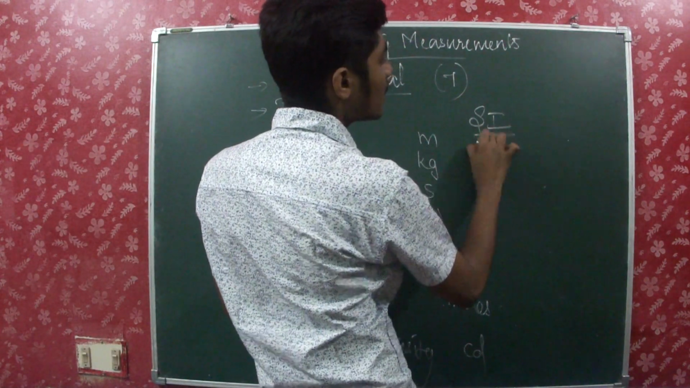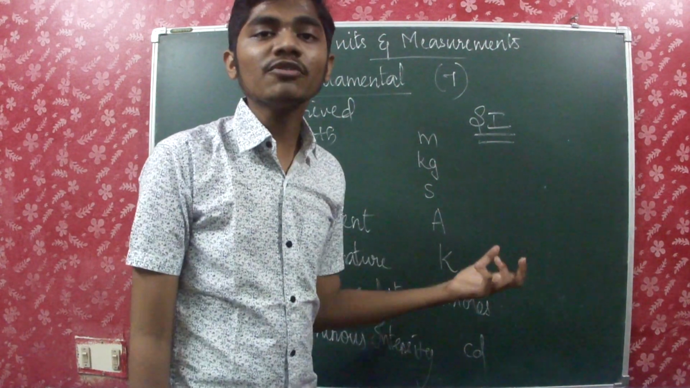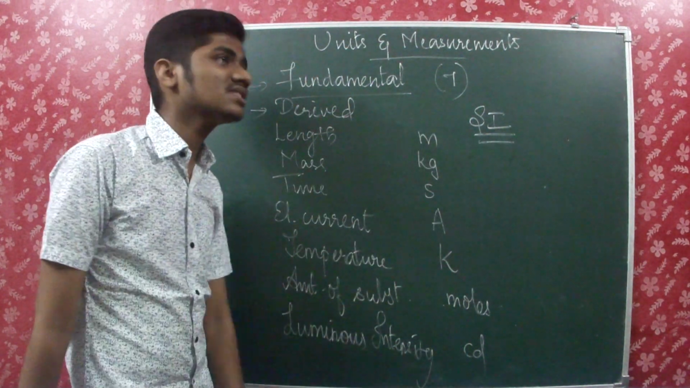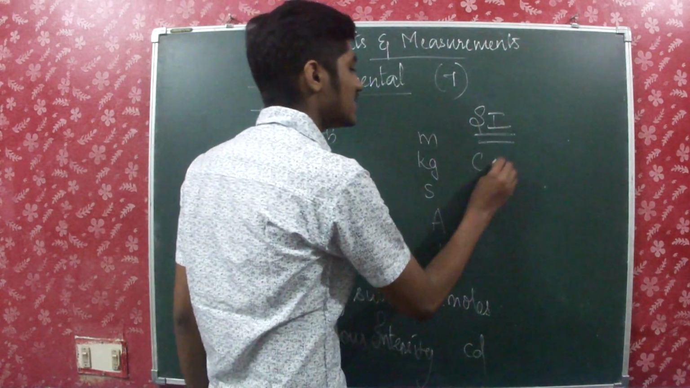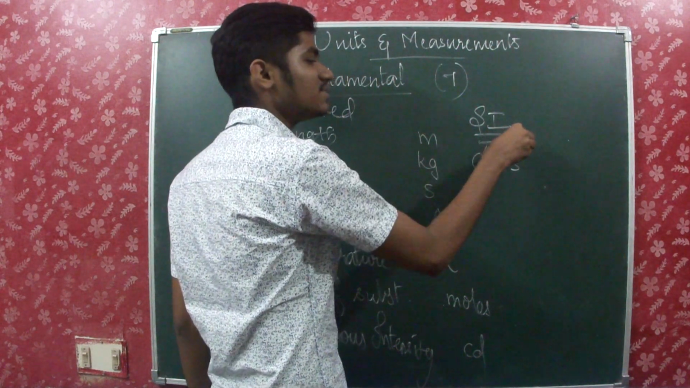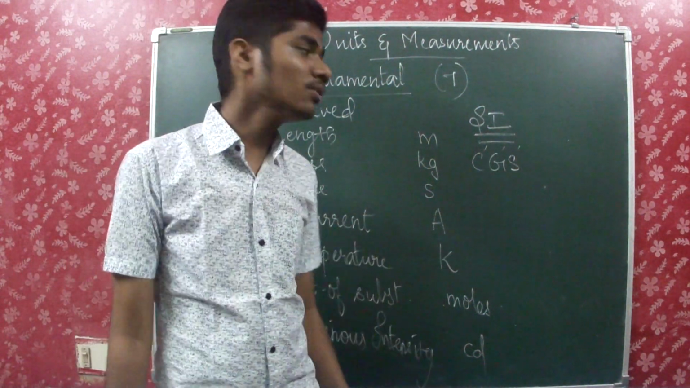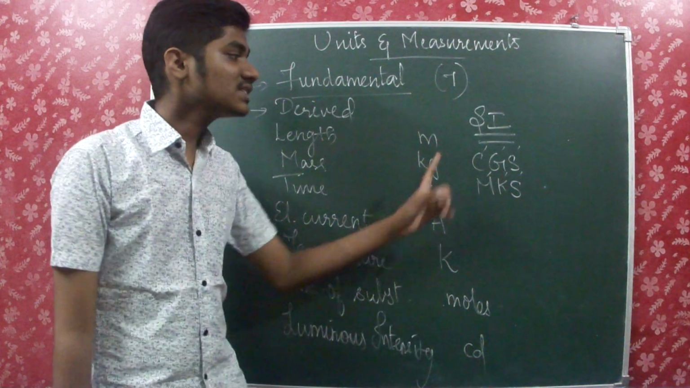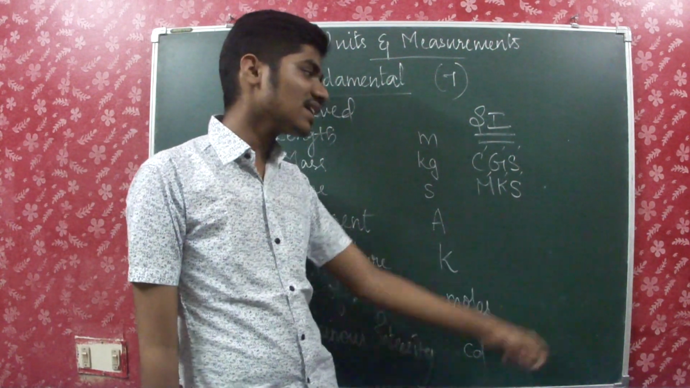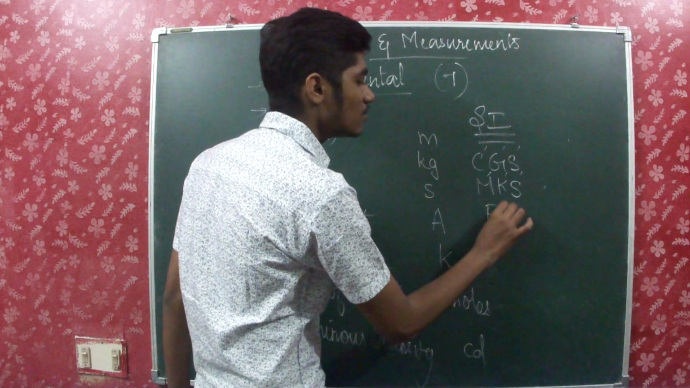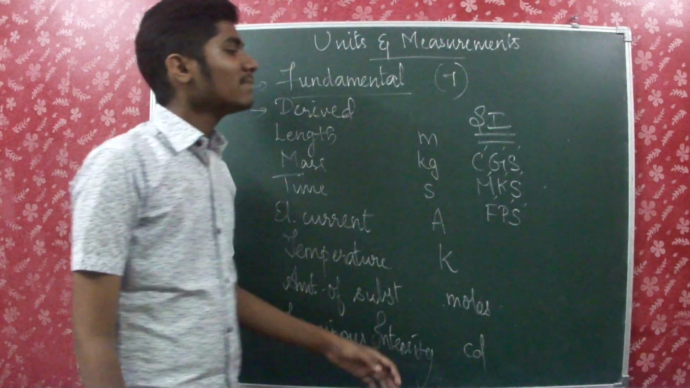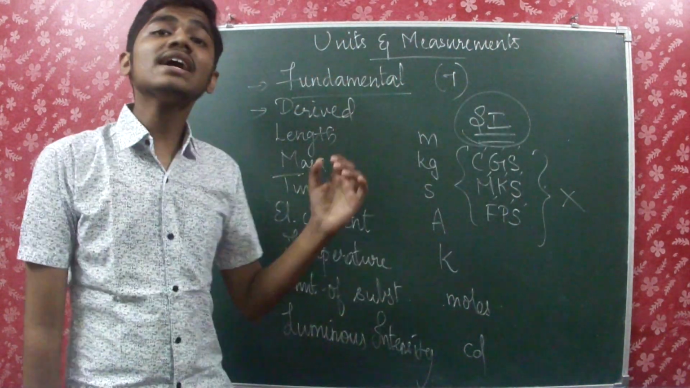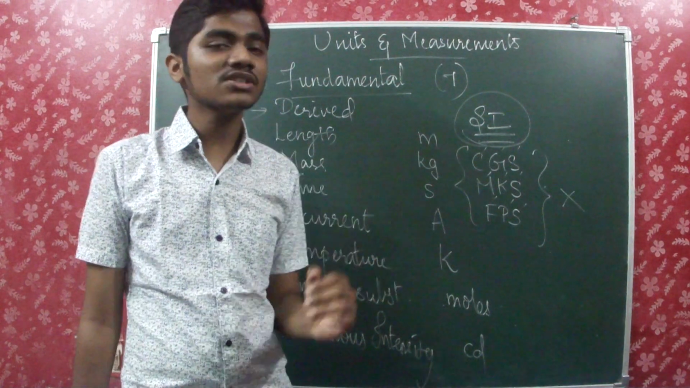In the present scenario, the system of units which we are practicing is SI, that is International System of Units. But in earlier times people used CGS, that is centimeter, gram, second, and then they also used MKS, that is meter, kilogram, second, and also one more system, foot, pound, second. These three are not very much in use nowadays. We only use SI to specify the units of physical quantities.